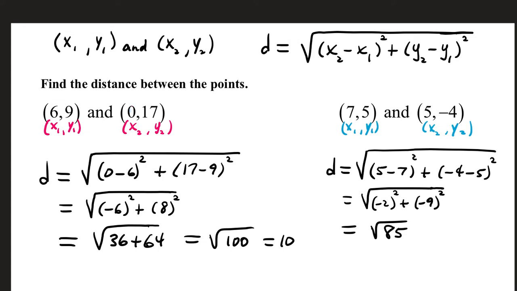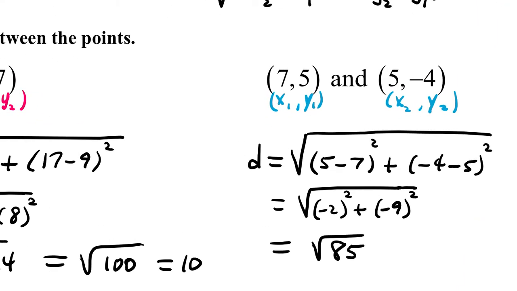x2 minus x1, that's 0 minus 6. y2 minus y1, that's 17 minus 9. Work in the parentheses first: negative 6, 8. Square each one, that's 36, 64. Add them up, you get 100. Square root of 100 is 10. These 2 points are 10 units apart.